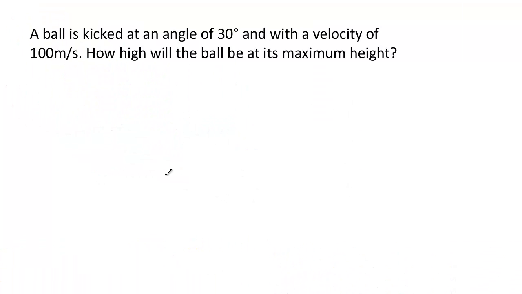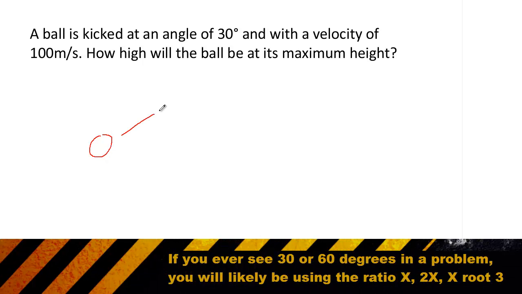Let's see how this actually works with the problem. So we have a ball here, and this ball is being kicked upward at an angle of 30 degrees. Since the problem mentioned 30 degrees, we know that we're really talking about a 30, 60, 90 triangle. So we can draw out our x and our y sides to make that triangle. The problem also tells us the initial velocity is 100. That's going to be the red line, or the original direction the ball is traveling.